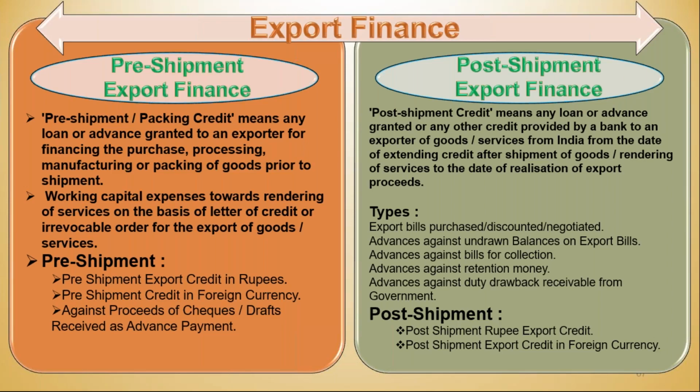You have to buy the materials. So for that, before making the shipment, you have to buy certain items, and the bankers make the payment. The payment they make in Indian rupees, if you want in Indian rupees. If you want foreign currency also, they make the payment. That credit will be given. Against any checks or drafts received as an advance payment, they will also give you. So this is what pre-shipment export finance.